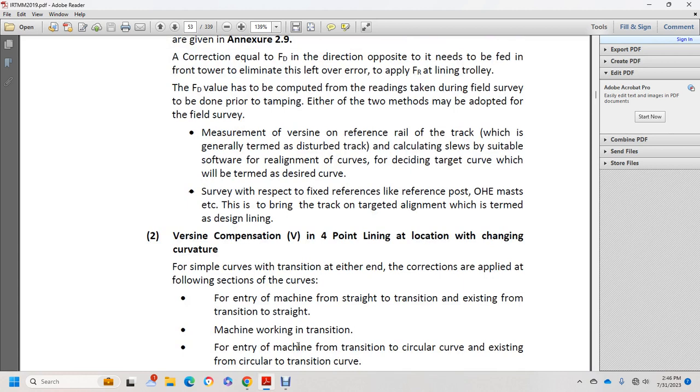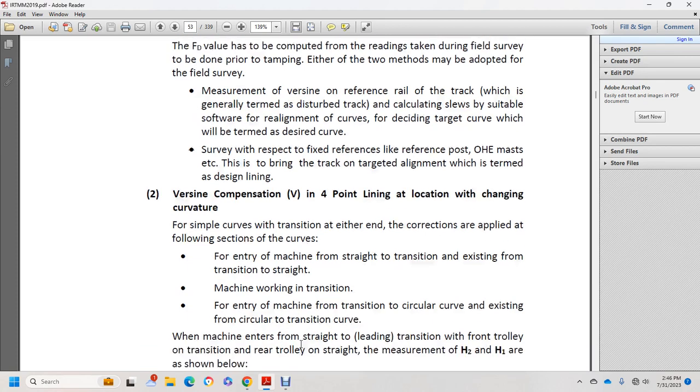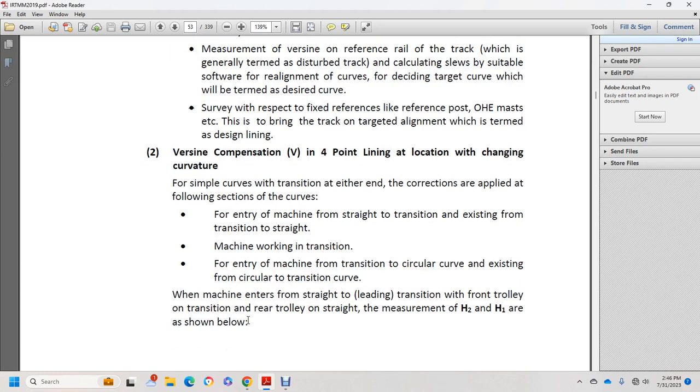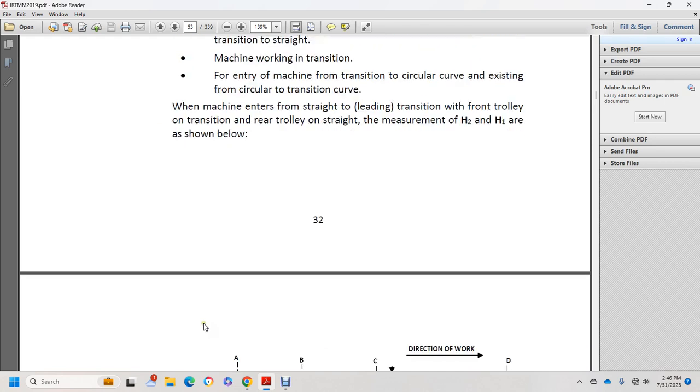First line compensation for 4-point lining applies at a location where the curvature changes, for a simple curve with transition. Corrections are applied in the following sections of the curve for each machine: straight to transition, transition to circular curve, and circular curve to transition. When the machine enters the straight, with the leading front trolley on the transition and the rear trolley on the straight, the measurements H2 to H and H1 are shown below.